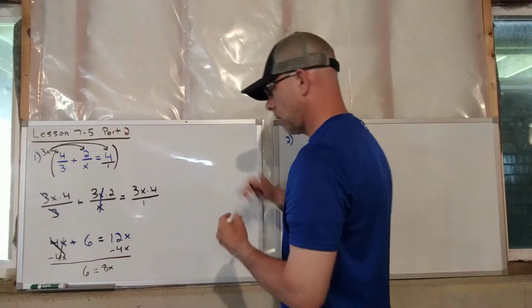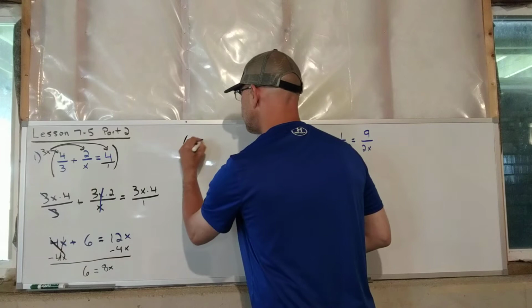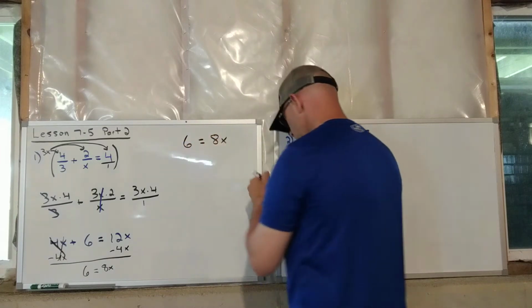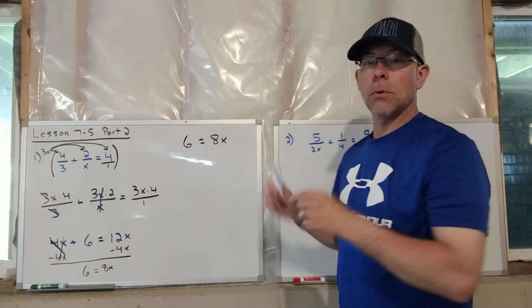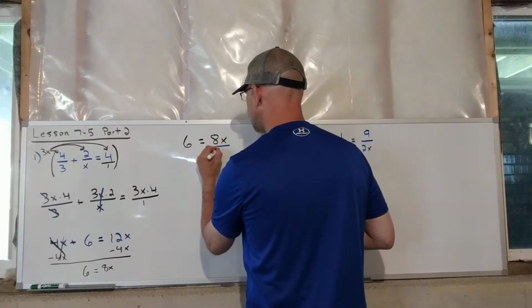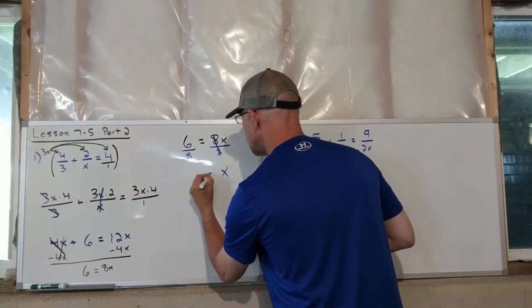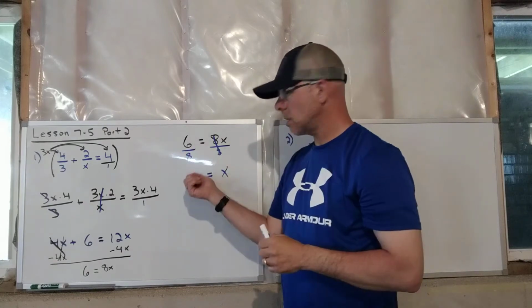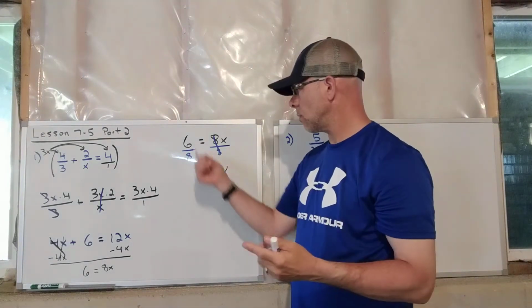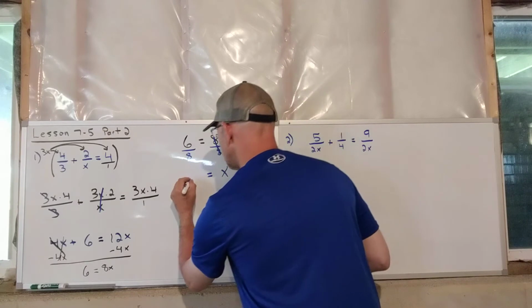I'm actually going to move that up here where I can see it better. Divide both sides by 8. 8's reduce, and I get x equals. You can either reduce this 6/8 to 3/4, or you can just, if you did divide it, do 0.75.